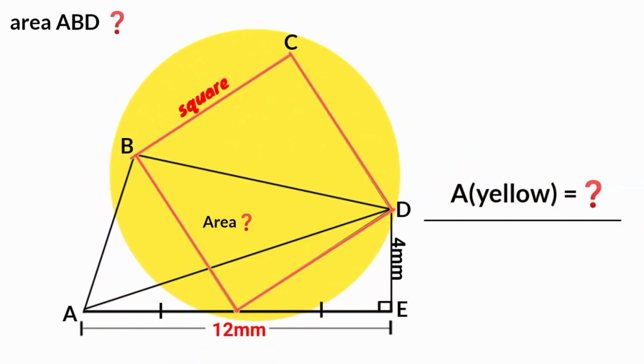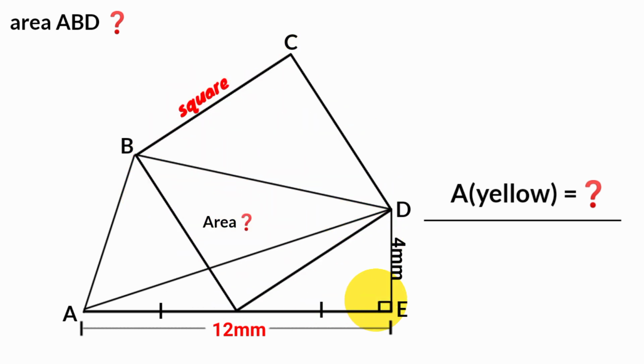In this video we are to calculate the yellow area, which is this triangle here. We have that this quadrilateral is a square. This angle here is a right angle. We have the length of this side to be 4 millimeters and this is 12 millimeters. This side and this side are equal in length. So how can we solve it?